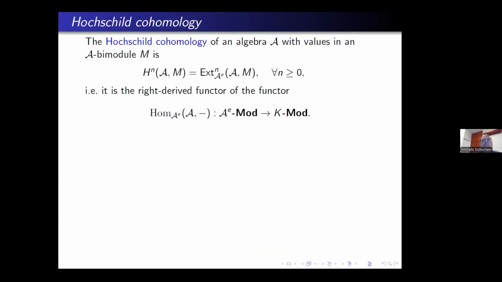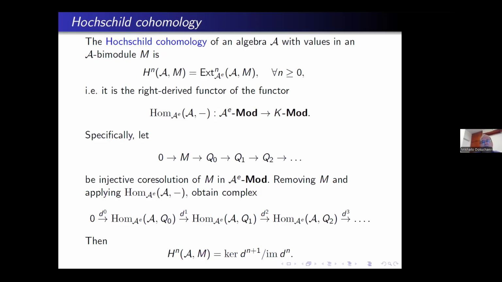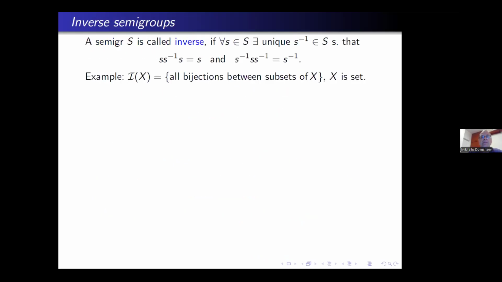And similarly, the Hochschild cohomology is the Ext functor. So it's the right derived functor of the Hom functor, again defined on the bimodules and with values in K-modules. We can compute it by taking an injective resolution, a co-resolution of M, and applying the Hom functor to the deleted co-resolution, getting a complex, and the Hochschild cohomology is the cohomology of this complex.